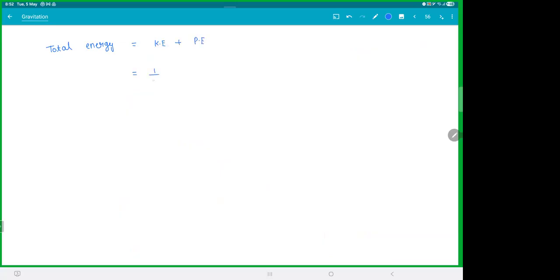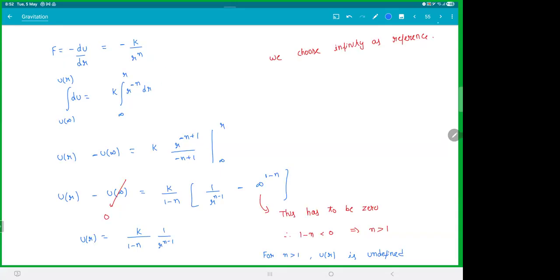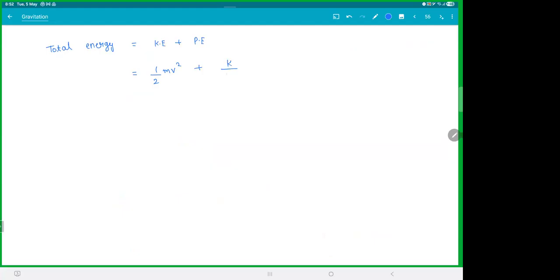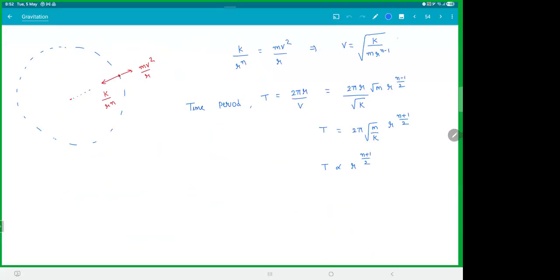What is the kinetic energy? Half mv square. Half m v square plus potential energy was k by 1 minus n by 1 by r power n minus 1. And what is velocity? Velocity was this guy, k by m r power n minus 1. Actually, I can get half mv square from here only, right?